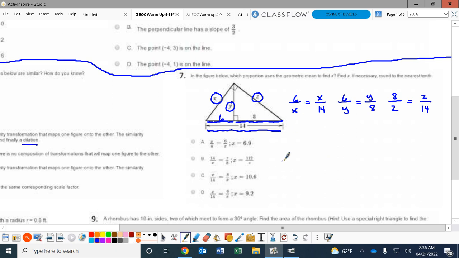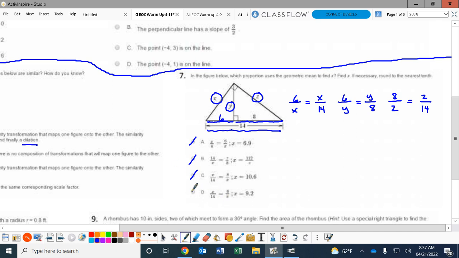Well, first of all, guys, look at the first one. It's got 8 and 6. That's not going to be it. Okay. The next one has 8 and 14. That's not going to be it. The next one has 8 and 14. That's not going to be it. And the last one has 6 and 14. That's going to be it. Do you see they just switched where the X's were, but it's still the same proportion? It's the same thing. It's just backwards. But it's got the 6 and the 14.